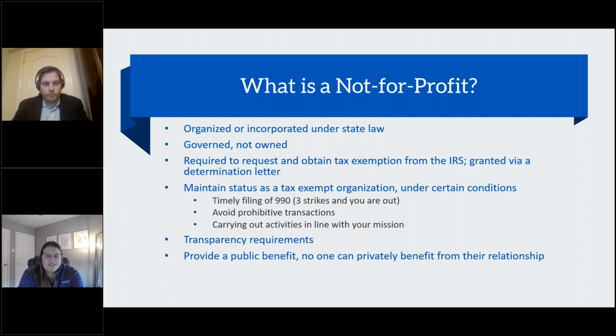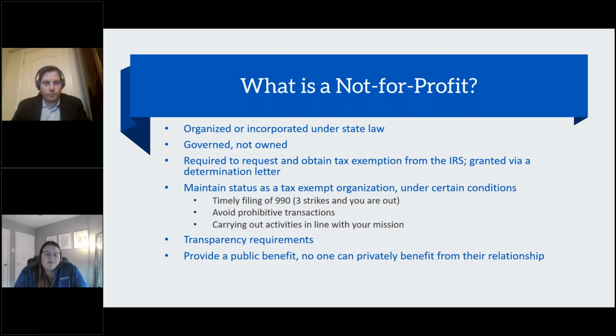There are transactions that are prohibited, so you will want to take full note of various things that you should and should not be doing. The number one thing being self-dealing transactions, so anything that would benefit an individual or a group of individuals. And then finally, carrying out activities in line with your mission. Obviously, you are developing an organization that has a mission and various programs. You just want to make sure that what you are doing business-wise does carry out that mission.